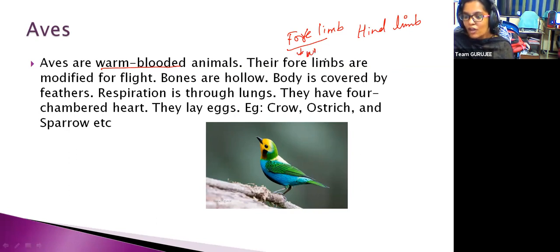That is the purpose for flying. Bones are hollow, which means they have some space. The body is covered by feathers. We know that birds have feathers. Respiration is by lungs. They have a four-chambered heart like we humans do. Their reproduction is by eggs. So birds include every bird we know.